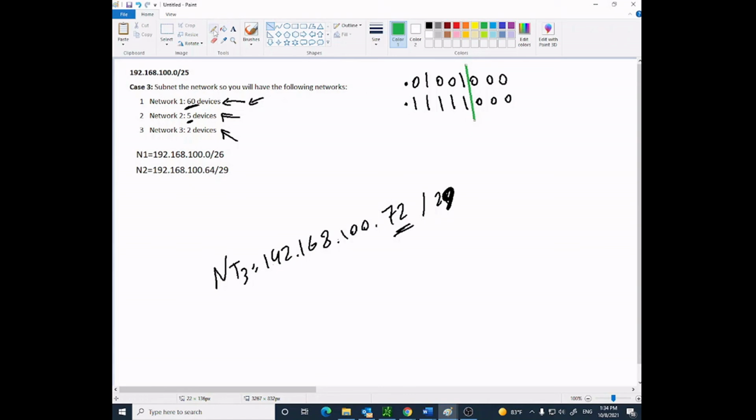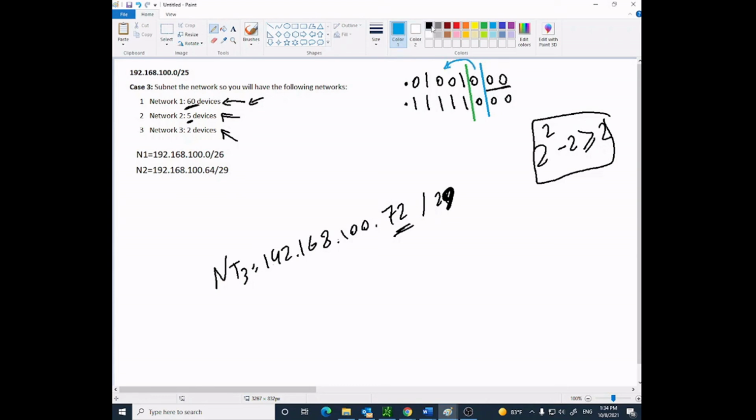And I have to ask myself the same question again. How many bits of those 3 do I need to keep to be able to get 2 devices? The answer will be 2, because 2 to the power of 2 minus 2 should be greater than or equal to 2. 2 to the power of 2 is 4, 4 minus 2 is 2, so that will make this condition true. I need to keep those 2. And because of that, I have 1 bit left here that I can actually borrow and add it here.